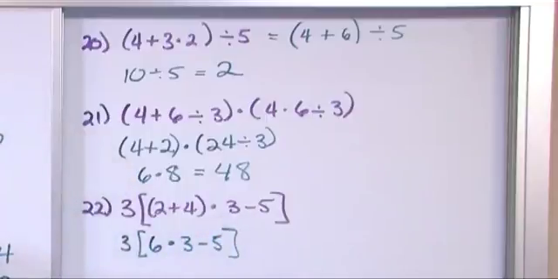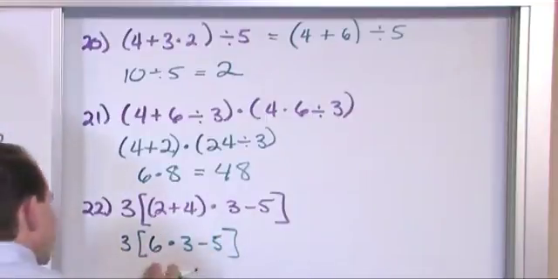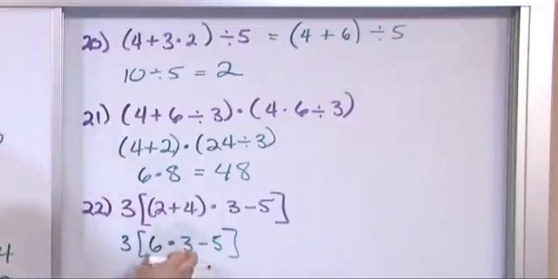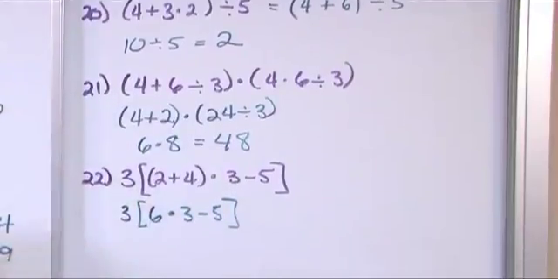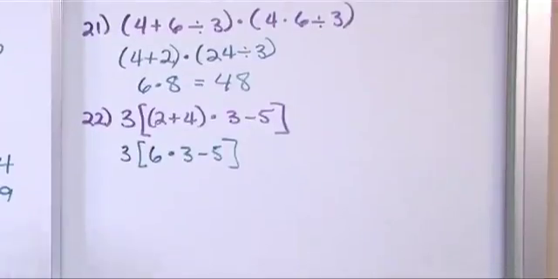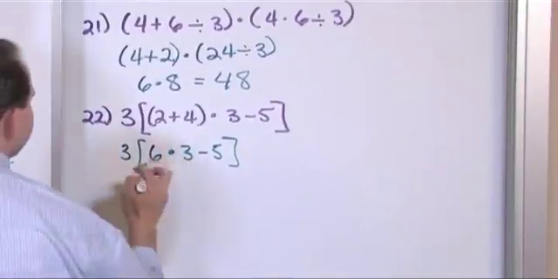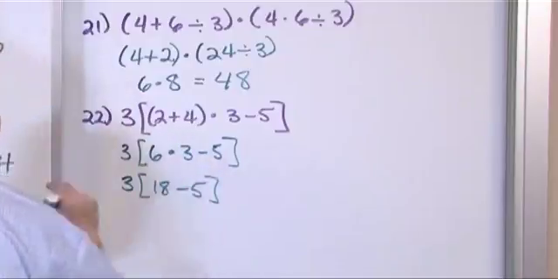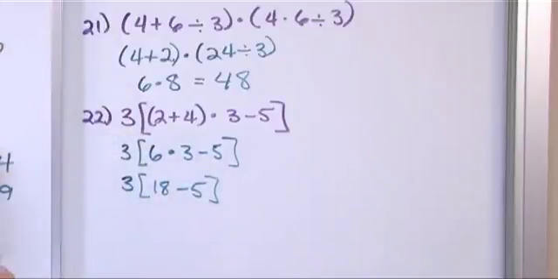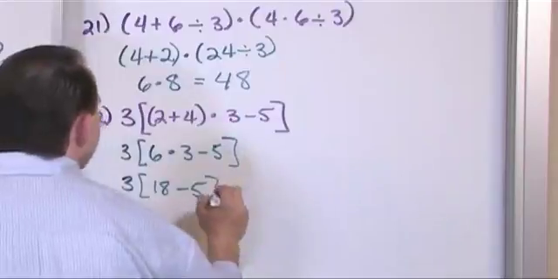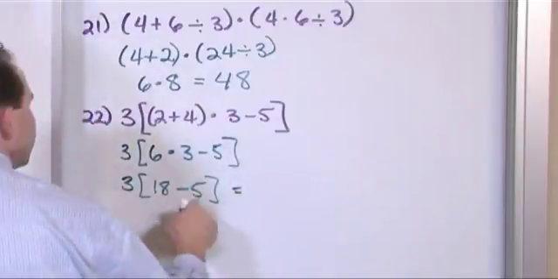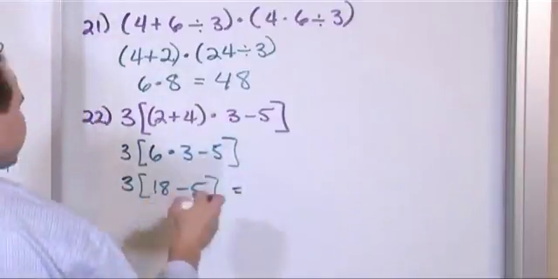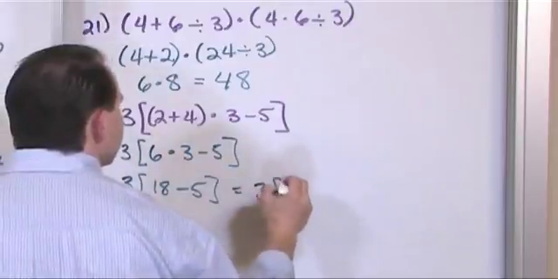All I did was evaluate the inside of the parentheses. Now, I have a bracket. I have to work on this. Inside of here, I've got multiplication and subtraction. Multiplication is going to come first before that subtraction. So 6 times 3 is 18. Got to do that subtraction next. All right, so now that I have this guy, what I have is 18 minus 5, because I have to work in here. 18 minus 5 is 13.